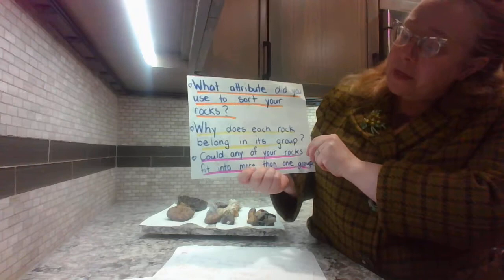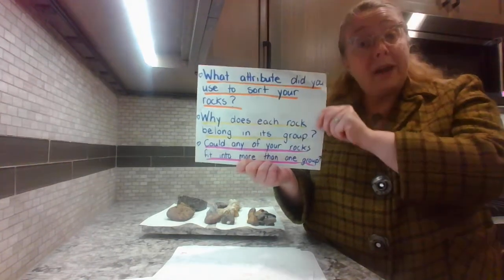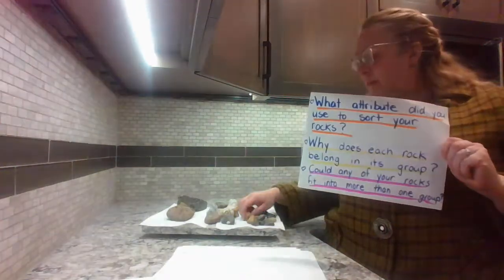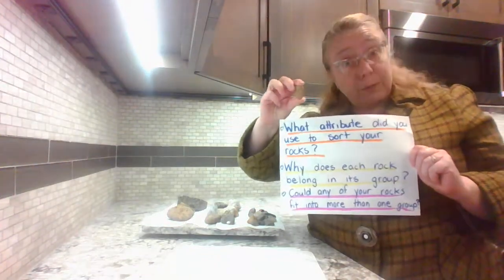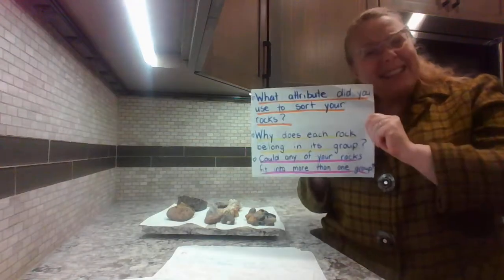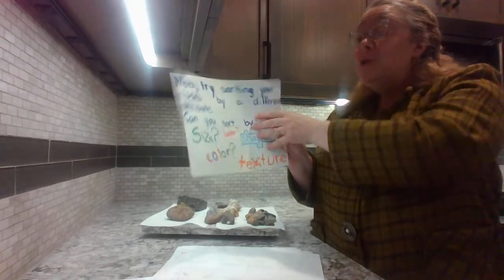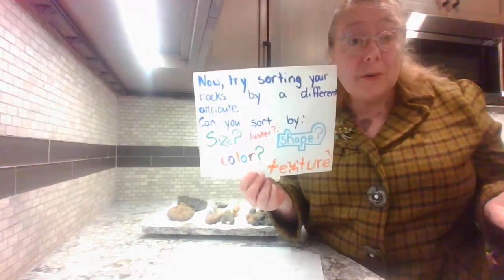Then think about, could any of your rocks fit into more than one of your groups? Is there a rock over here that maybe could have been in the medium group, but you put it in the small group instead? Think about that. And why is that?